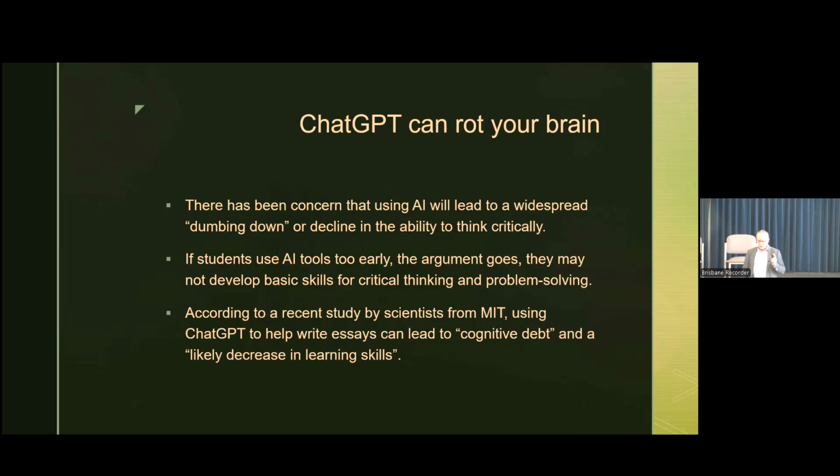I just thought that it's worth thinking about what that does to us as humans, because as we use more things like ChatGPT, there's a great concern that it will dumb down what we are able to do, that we'll have a decline in how we can think critically and how we can actually apply those thoughts. So the argument is that if students use AI tools too early, they won't then develop basic skills for critical thinking and problem solving. According to a recent study by scientists from MIT, using ChatGPT to help write essays can lead to cognitive debt and a likely decrease in learning skills. So there's a downside to things like AI, isn't there? If we get too accustomed and too used to using them, we'll actually in ourselves end up dumbing down what God has even provided for us.